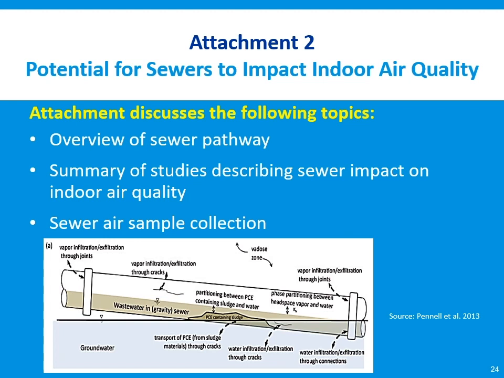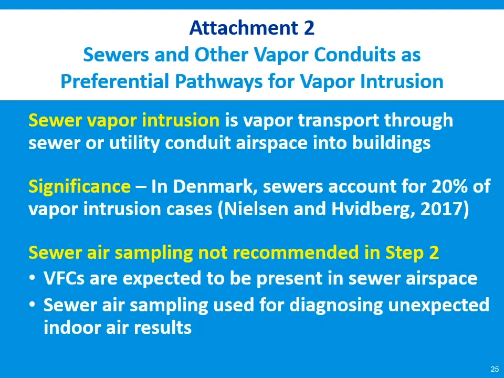As shown in the picture on the slide from Pinnell and others, in 2013, vapors enter the sewer due to contact with subsurface contaminated media, such as contaminated soil or contaminated groundwater. Vapors enter into the sewer due to cracks within the pipe and due to gaps within the construction joints. Vapors in sewers can travel significant distances by advection and diffusion, eventually entering into the airspace of buildings due to defective water traps in the plumbing and due to cracked pipes within the building itself.